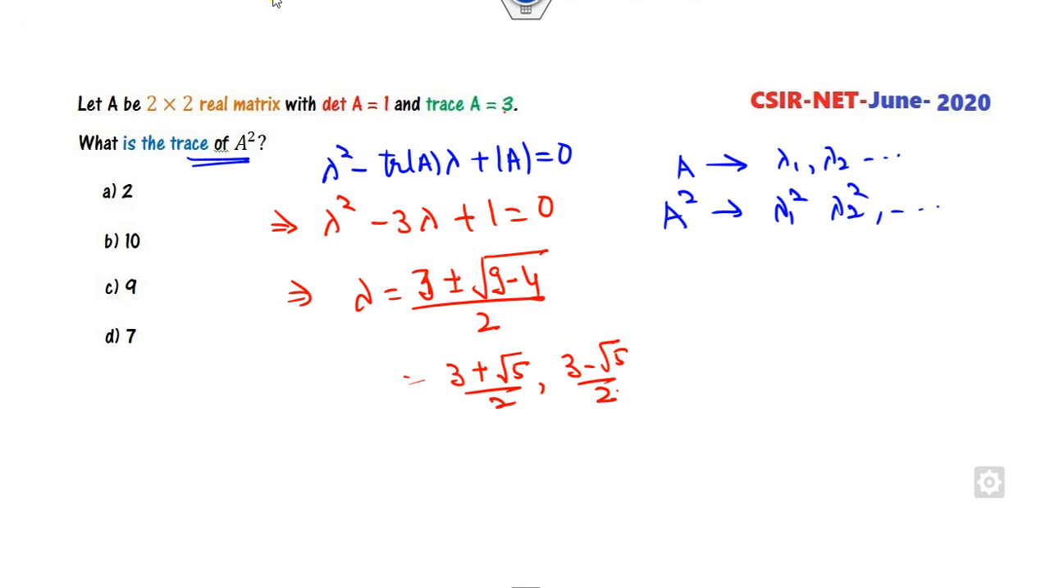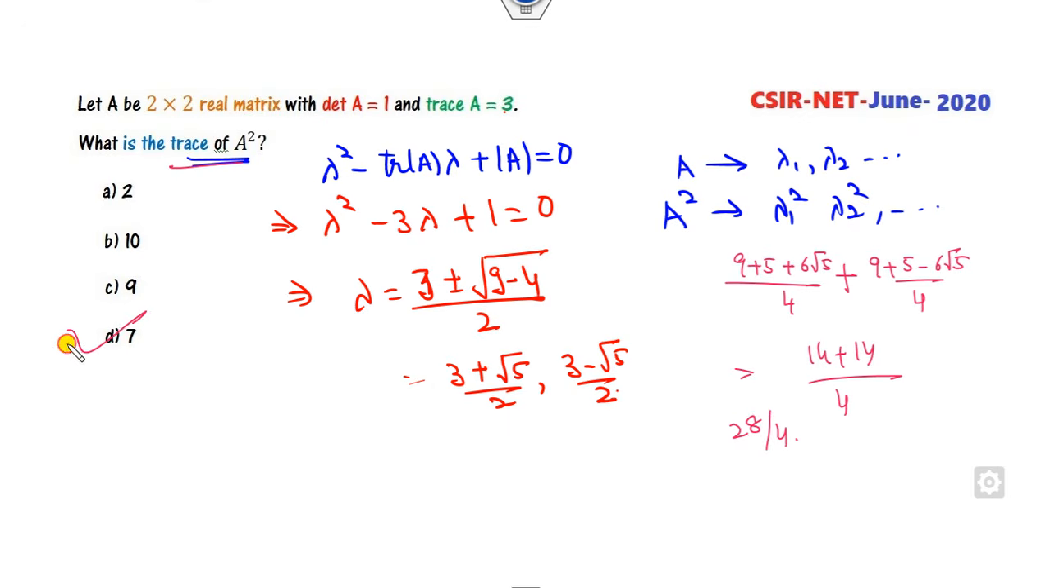So what are the eigenvalues of A square? They are 9 plus 5 plus 6 root 5 over 4, and 9 plus 5 minus 6 root 5 over 4. So what is the trace of this? You can simply add them. With 4 as the LCM, 14 plus 14 is 28 by 4, which is 7. That is the right answer of this problem, because you can easily see the root 5 terms will be cancelled out.